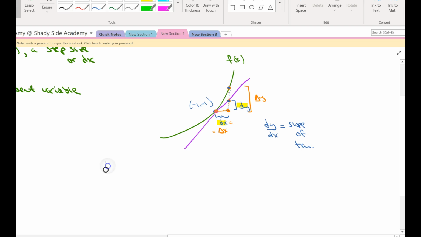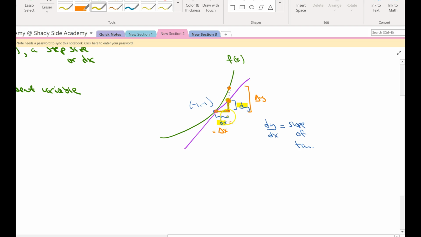Well, what I just did was I found the dy. Can you see my pencil right here? I found the dy. The dy was this value. And I knew the dx. The dx was this value. What could I do if I added the dx and the dy to -1, -1? I get this point. And this point is a close approximation of the function f of x.